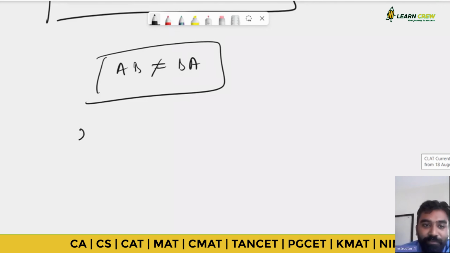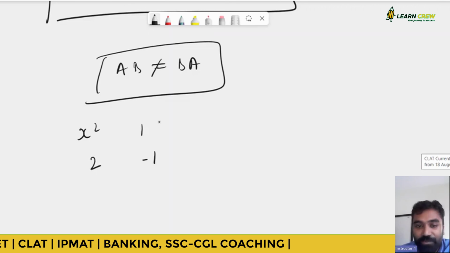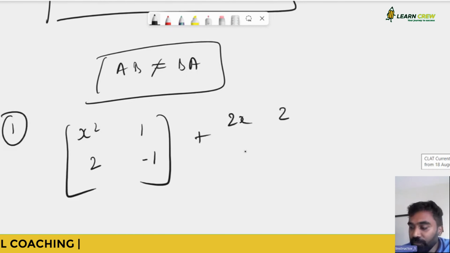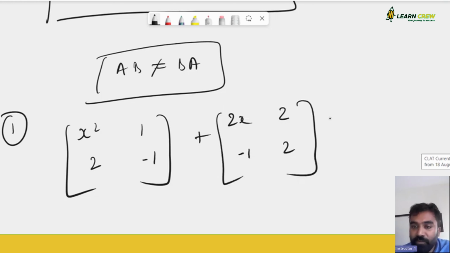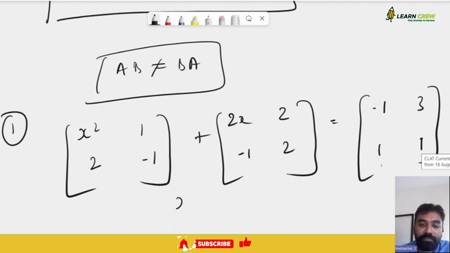Next, an examination problem, a small problem. The matrix 2, -1, plus 2x, 2, -1, 2 is equivalent to -1, 3, 1, 1. So find the value of x. X is equal to what?